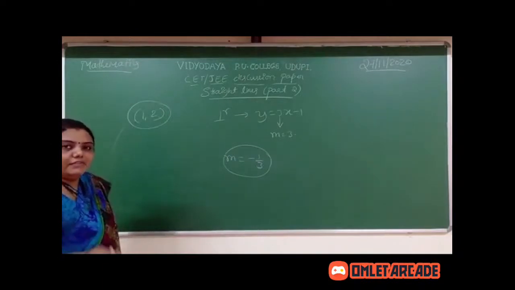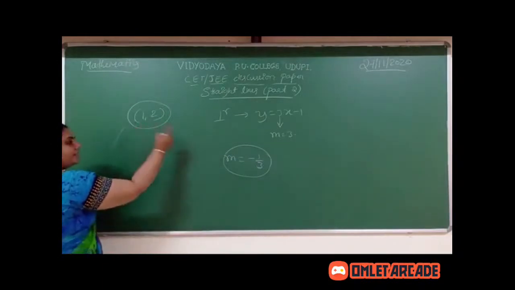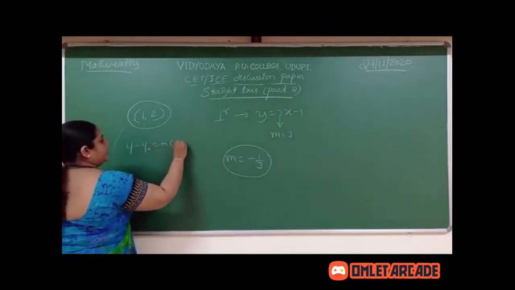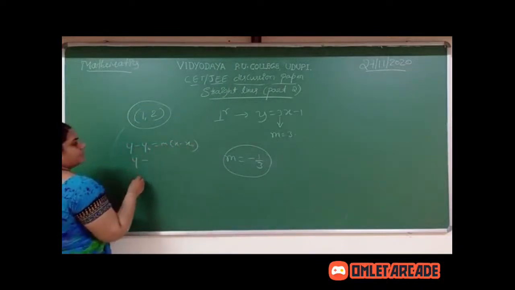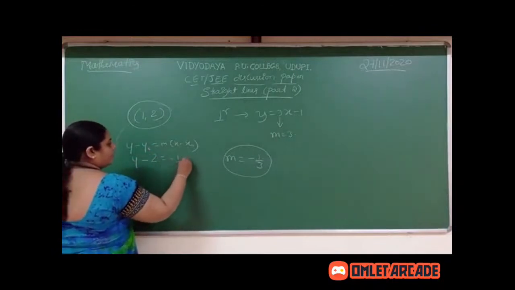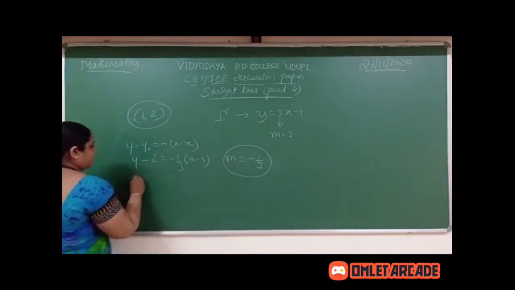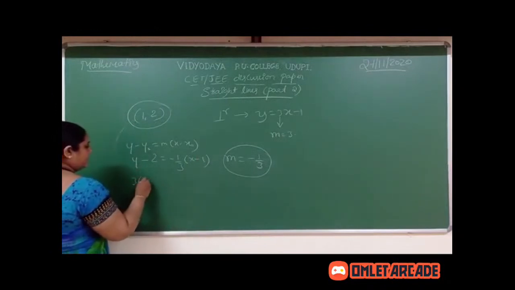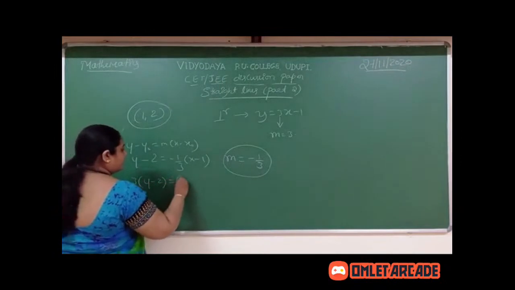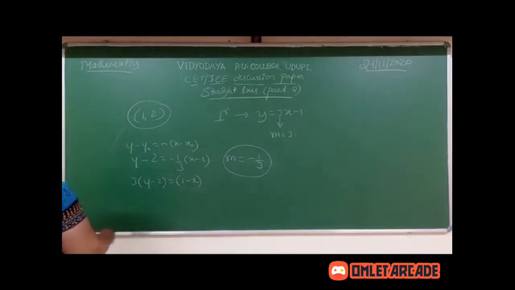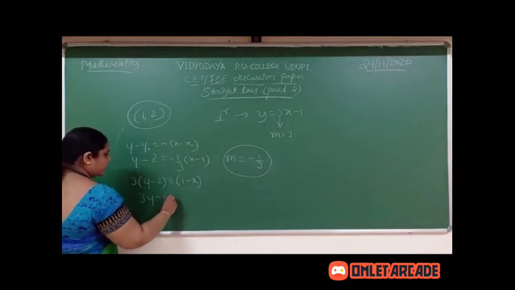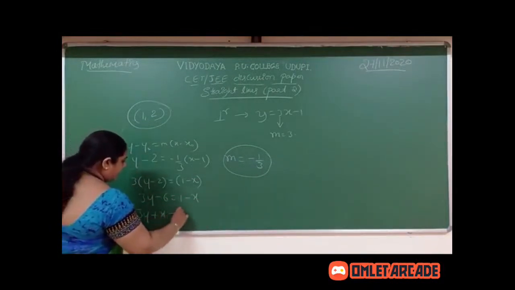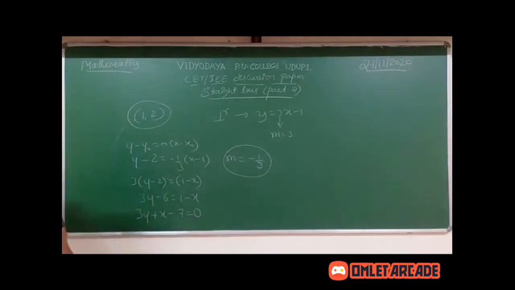Now can I find the equation of the line? When a point and slope are known, what is the formula? Let me write the formula. y minus y naught is equal to m into x minus x naught, so y minus 2 is equal to minus 1 by 3 into x minus 1. So I can take 3 into y minus 2 is equal to 1 minus x. 3y minus 6 is equal to 1 minus x. So 3y plus x minus 7 is equal to 0.